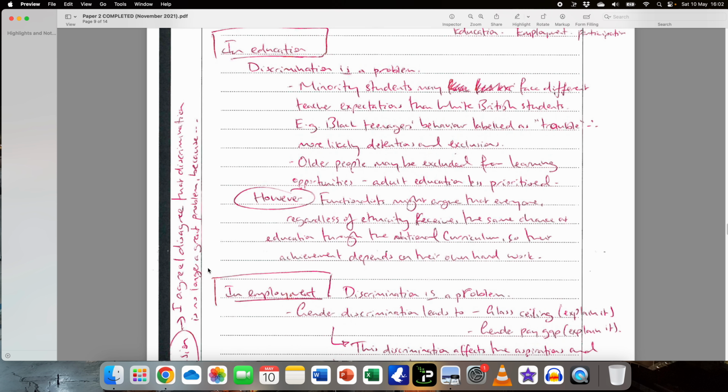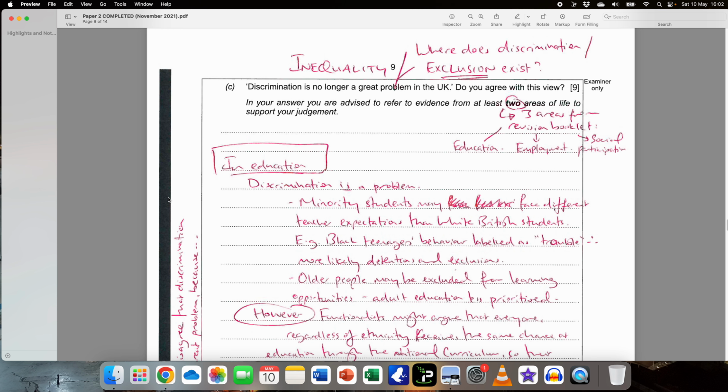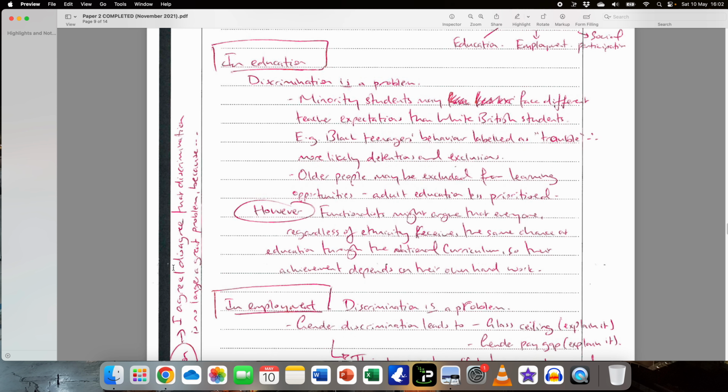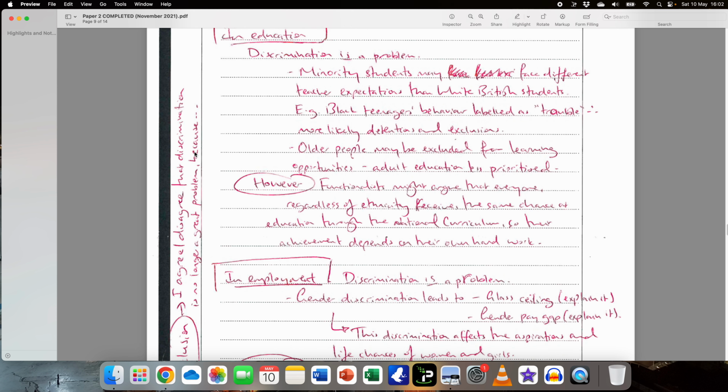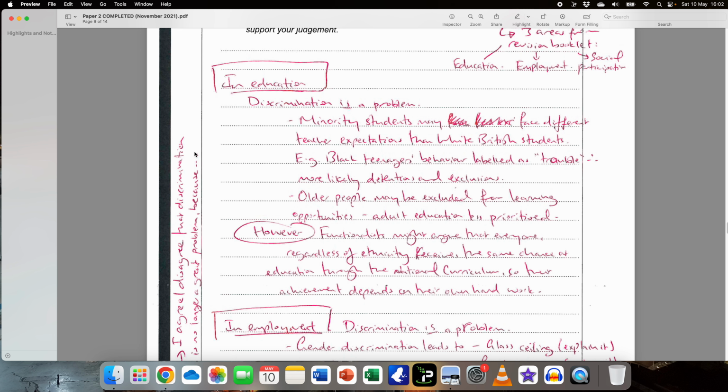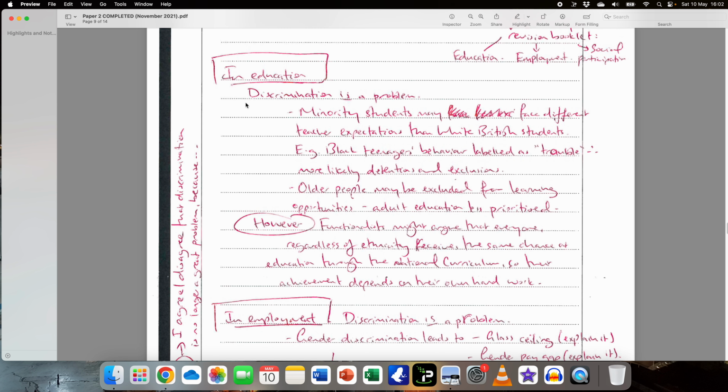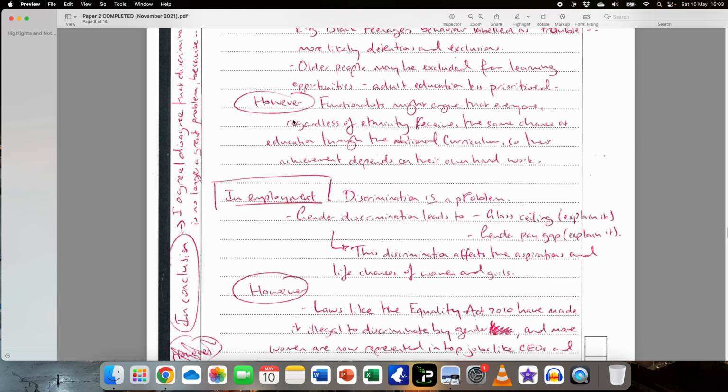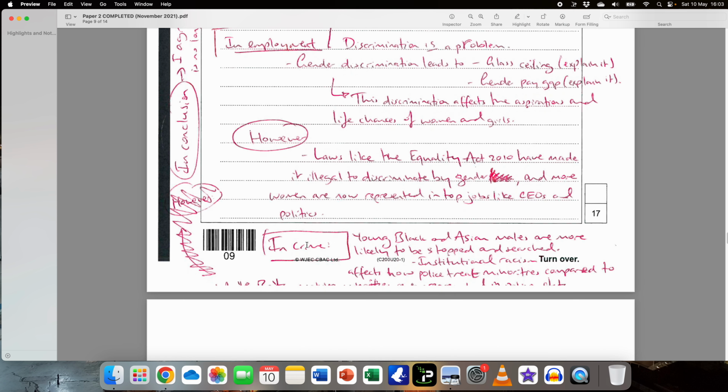Okay? So it's asking, do you agree with this view? So you need a conclusion. You will say, I agree or I disagree that discrimination is no longer a great problem in the UK because. So you might say something like, I disagree that discrimination is no longer a problem in the UK because, as you can see, in education, in employment, and in crime, discrimination still exists. Again, your conclusion doesn't have to be very long.